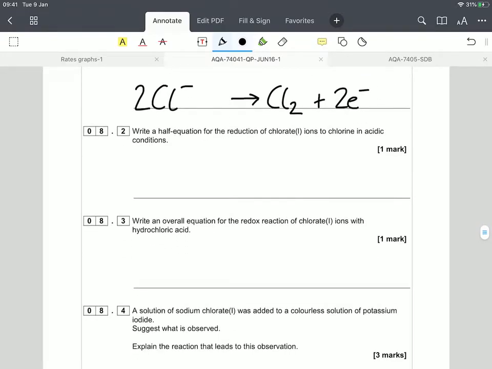Next question's a bit nicer in one sense, because it at least tells you this time that chlorine is the product. So that's one of the first things we could do, is just put chlorine there, okay? It also tells you that we're working in acidic conditions. This is basically a signpost to the fact that this is a more complex half equation that's going to require the presence of H+.